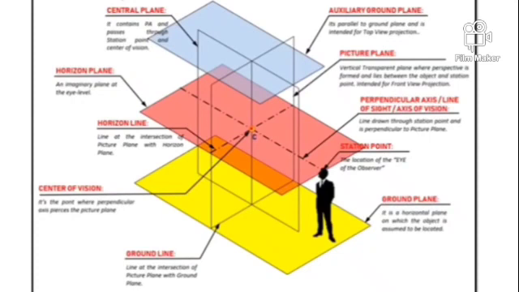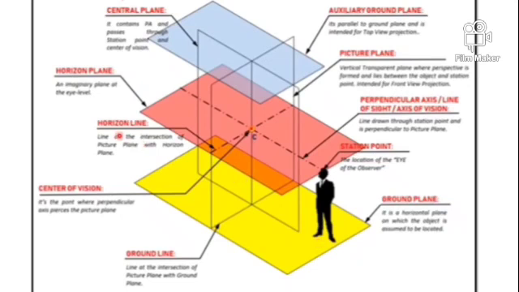There are some more terms to be discussed. First one is ground line. The ground line is the line of intersection of the picture plane and the ground plane. See, this line is the ground line. So ground plane is coinciding the ground line in the front view.